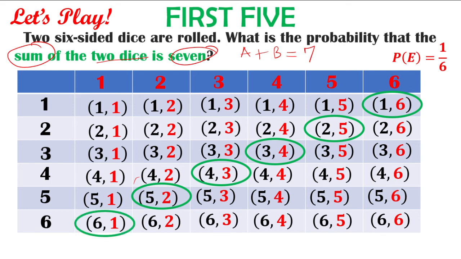Sorry naman. So, ito yung mga events natin. 1 and 6, 2 and 5, 3 and 4, 4 and 3, 5 and 2, 6 and 1. So, ilan ang total outcomes natin? 1, 2, 3, 4, 5, 6. So, the total number of the event is 6. And the total outcomes is 36. So, that is equal to 6 over 36, or simply 1/6. Okay? Next.